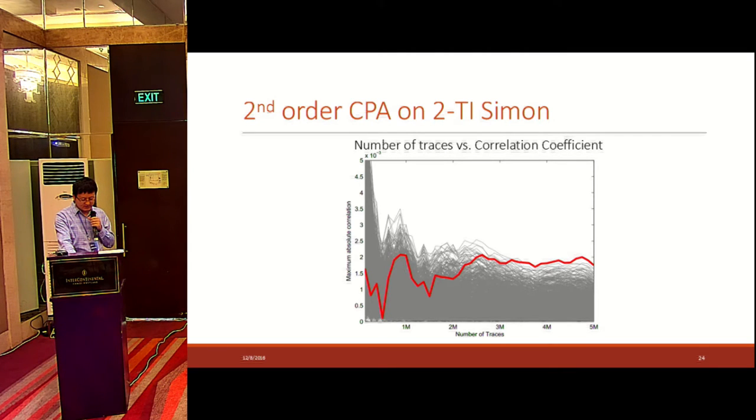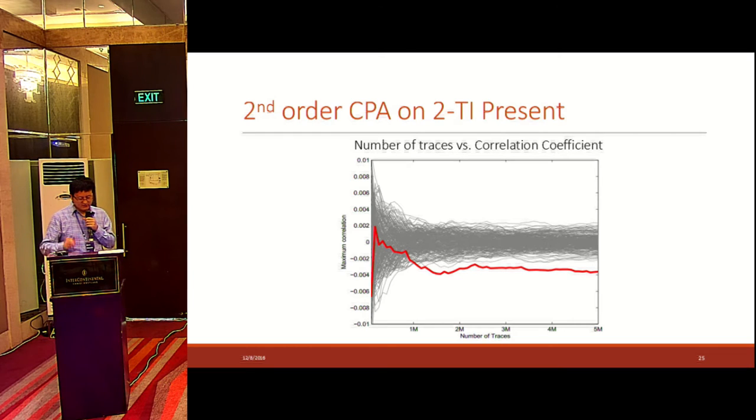The correct key can be distinguished with close to 3 million traces, which means this leakage can be exploited with about 3 million traces. And for 2TI present, we use fewer traces, about 1 million, to recover the 8-bit subkeys.